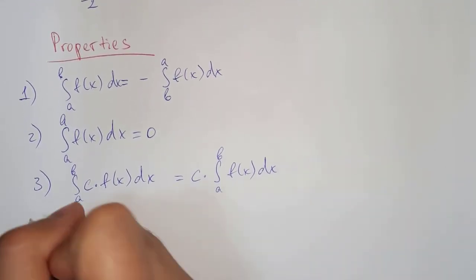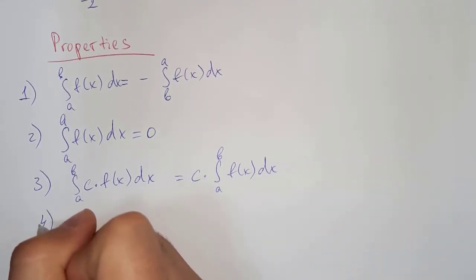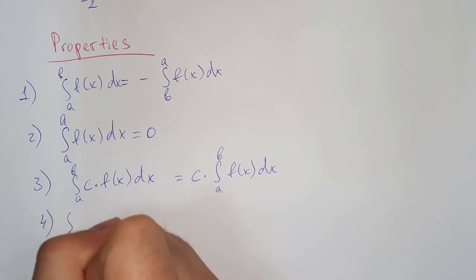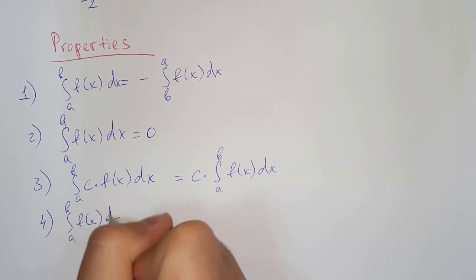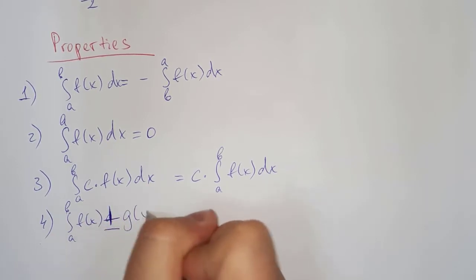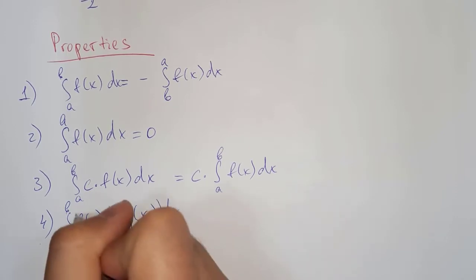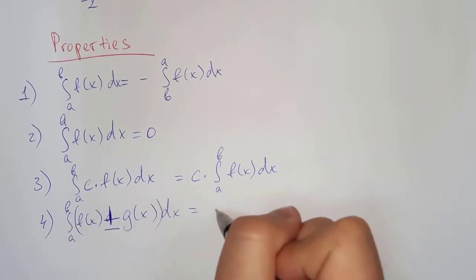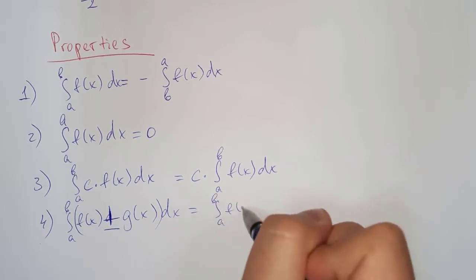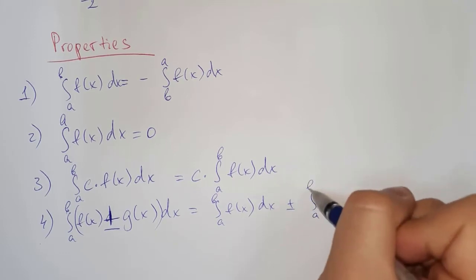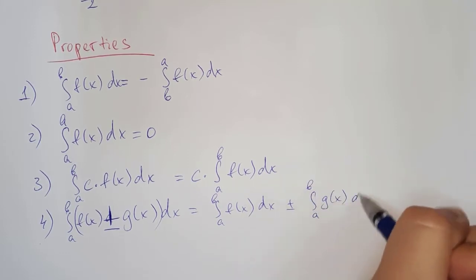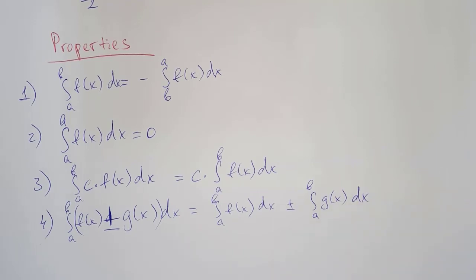The next one, the fourth one. Integral from a to b of f(x) plus or minus g(x) dx will be the integral from a to b of f(x) dx plus or minus the integral from a to b of g(x) dx. So we can break up definite integrals across a sum or difference.